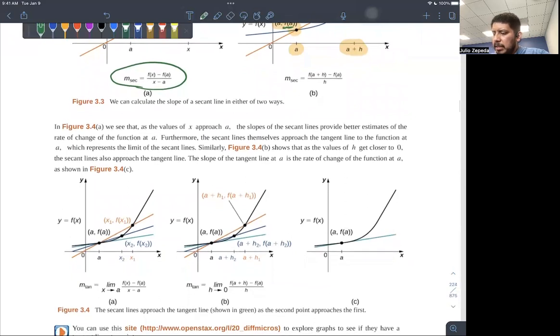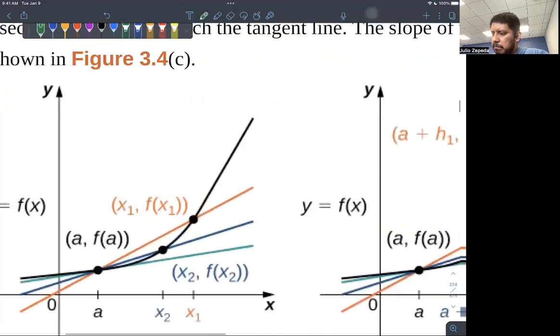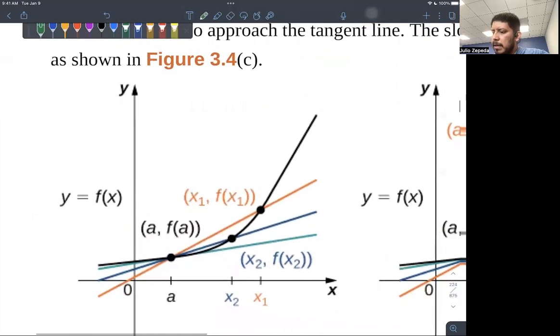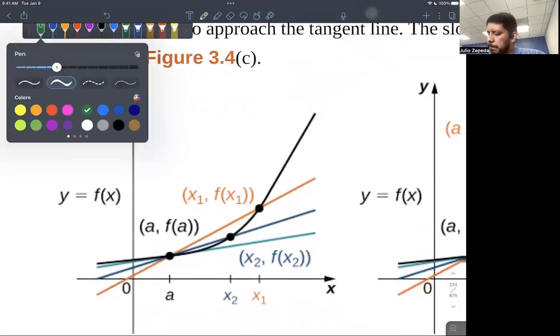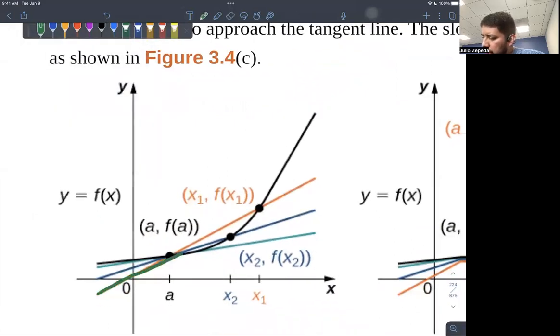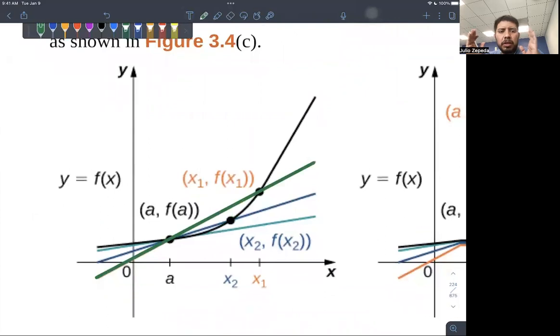Okay, so just to kind of mention what was being said there, we already talked about the average rate of change over a large-ish interval from a to x1. But if we want to know the instantaneous rate of change at a, what we really want is this red tangent line here. We want to know what its slope is.